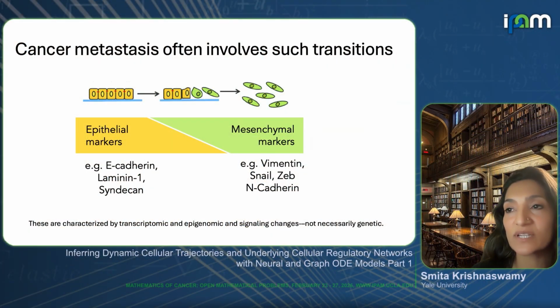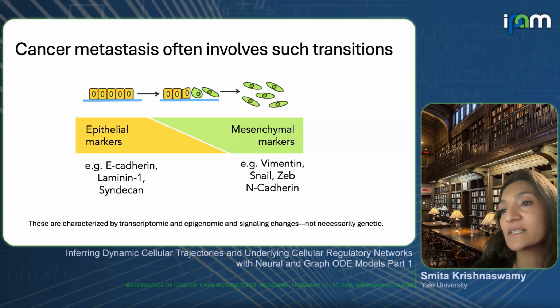Cancer metastasis, which I mentioned before, often involves these transitions. And I think you already heard from other speakers that metastasis is probably the most fatal part of cancer. If it was just the primary tumor, then you would just excise it and be done. But in metastasis, it could spread to multiple organs, and then it kind of gets out of control.